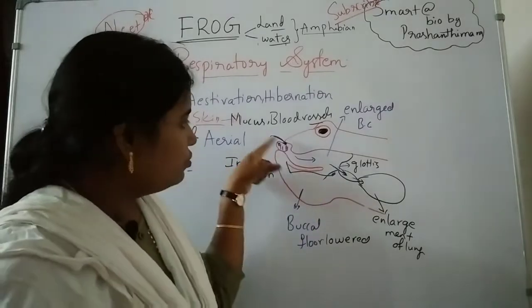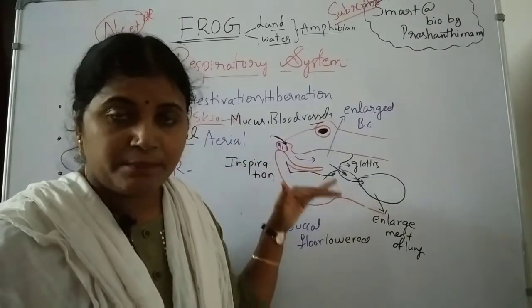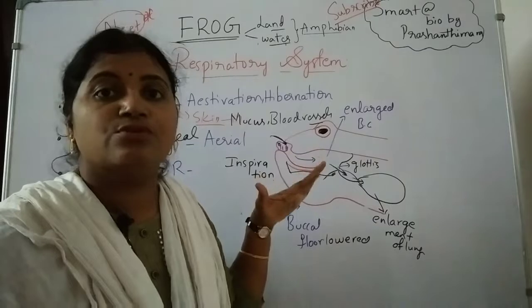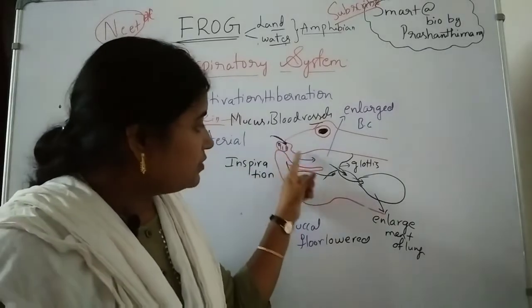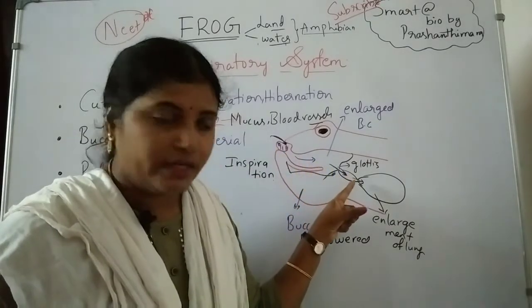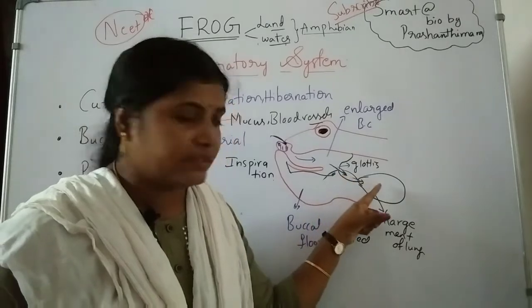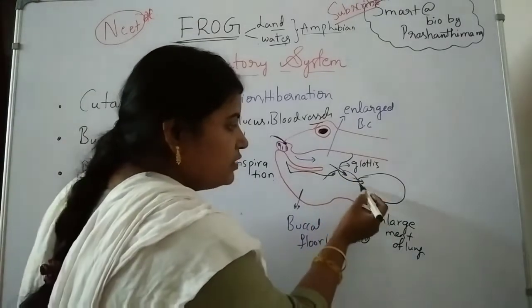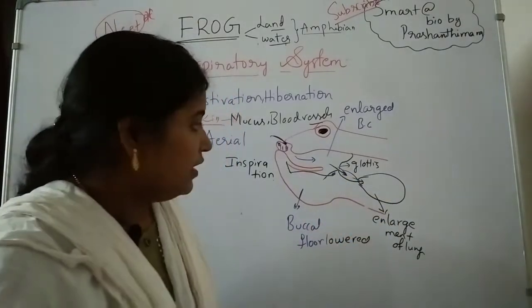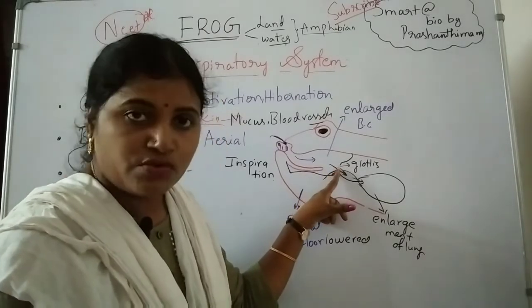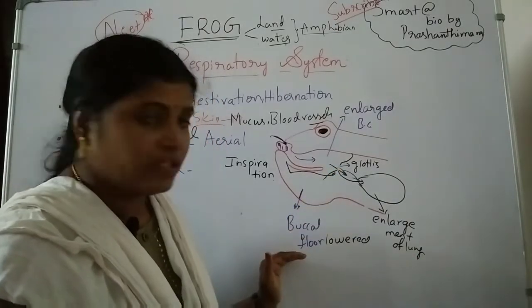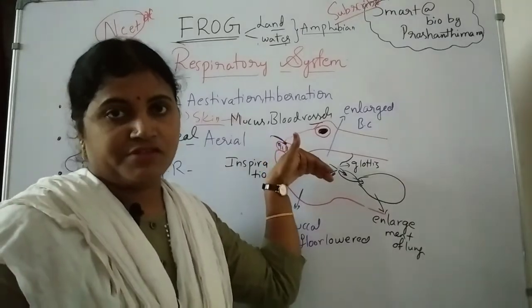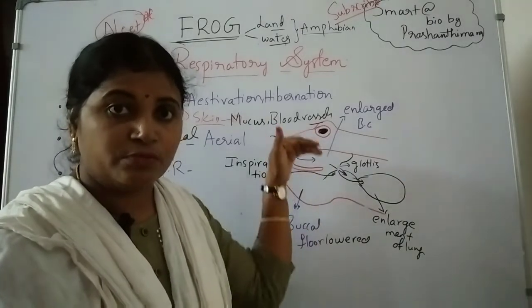Very simple. Through the nostrils air enters. By that time the buccopharyngeal cavity is lowered. Then the air passes through the glottis, and from the glottis it enters into the lungs. So the lungs are filled with air. Now the glottis is closed and then the buccal cavity is raised.